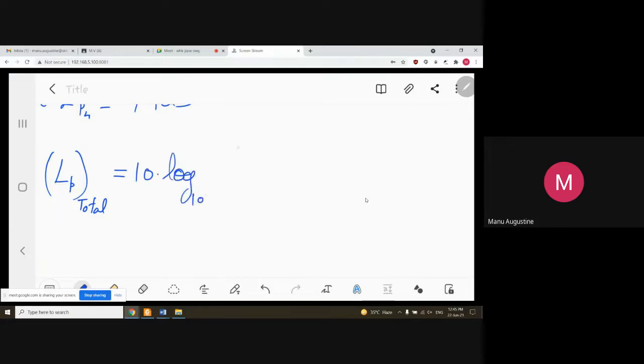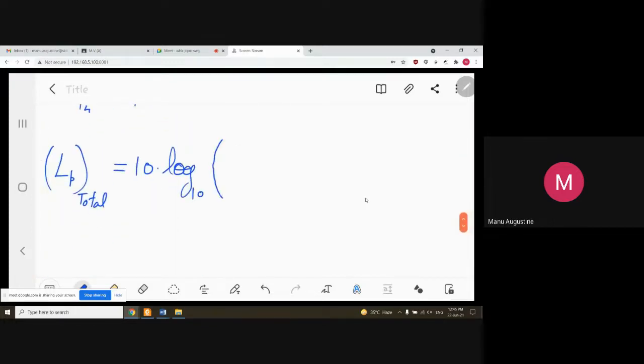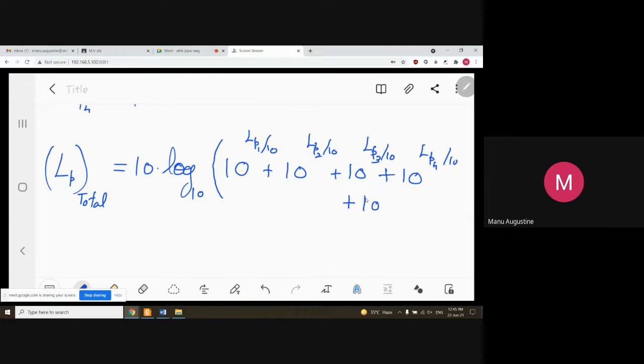And how do I add them? I do not add the LP values, but inside the bracket, I will add 10 raised to power LP1 by 10 plus 10 raised to power LP2 by 10 plus 10 raised to power LP3 by 10 plus 10 raised to power LP4 by 10 plus 10 raised to power LP of ambient sound by 10. Now I have covered all the sources.